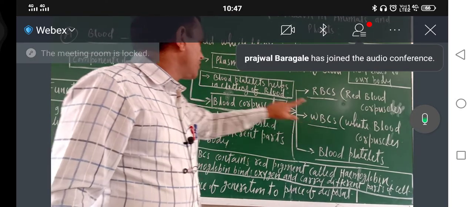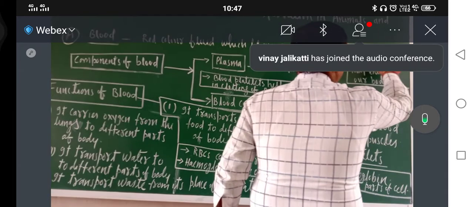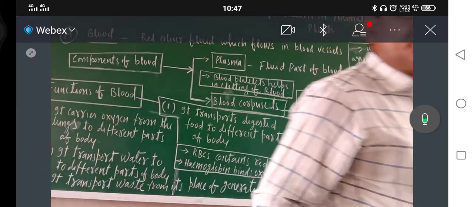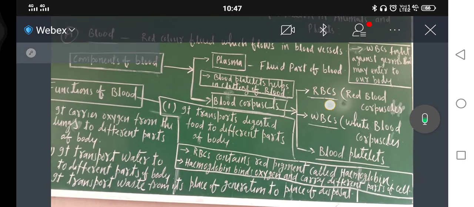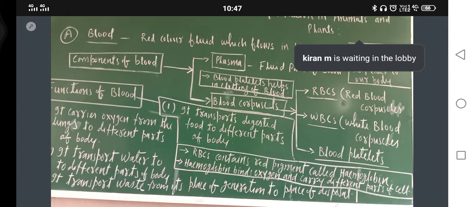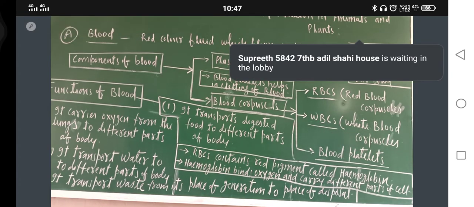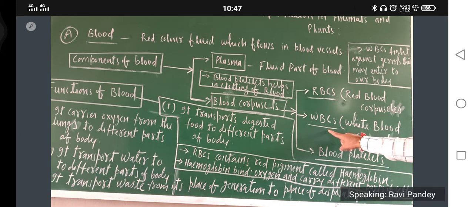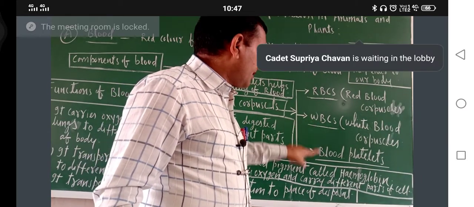Now, what is the function of WBC? I wrote here: WBCs fight against germs that may enter our body. Sometimes, unknowingly, some germs enter our body. So who will fight? Now, WBCs will fight against those germs. That is why they are the bodyguards of our cells. WBCs are the bodyguards of our cells.